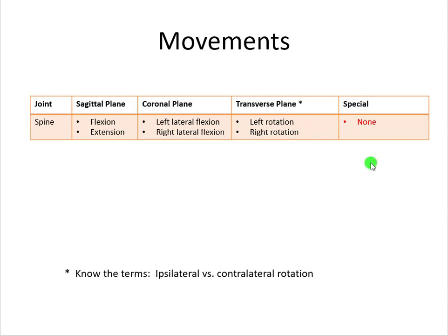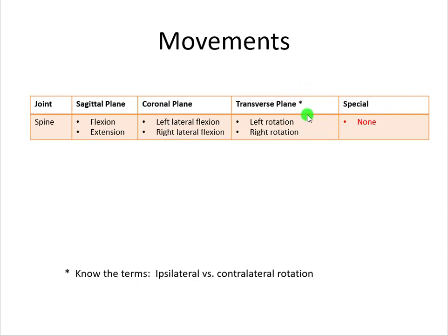So very simply, if let's say you're looking straight ahead and you turn your head to look at something over your left shoulder, then that's left rotation. If you look at your right shoulder, then that's right rotation. There's no such thing as internal rotation or external rotation, medial or lateral rotation of the midline.